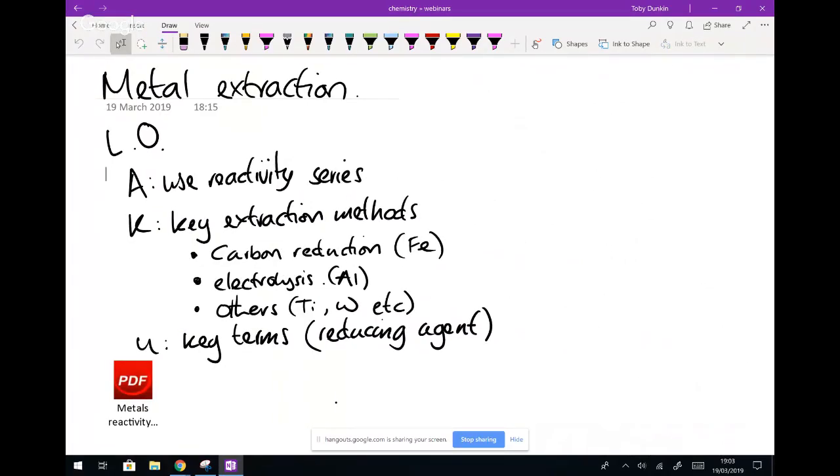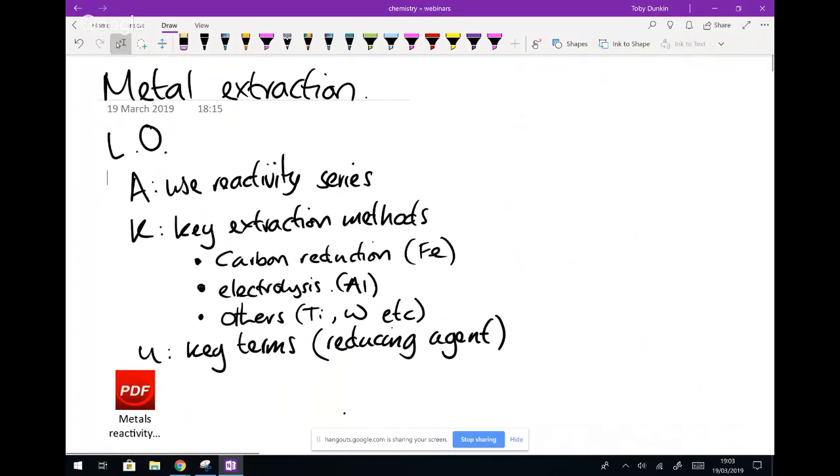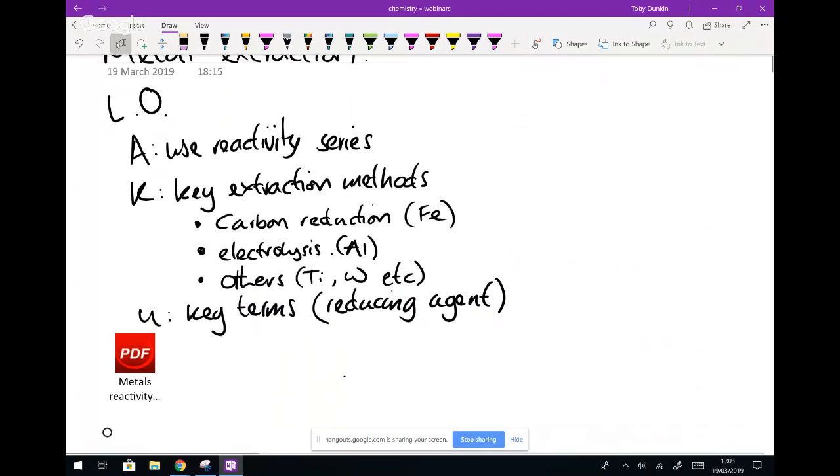So these are my learning objectives for today's lesson. I'm going to be able to use the reactivity series. You'll understand the word use in this particular setting. Then I'm going to be following it up with key extraction methods and going through carbon reduction for iron, electrolysis for aluminium, and I will then do other metals as well.